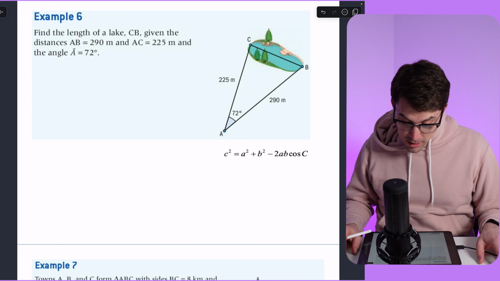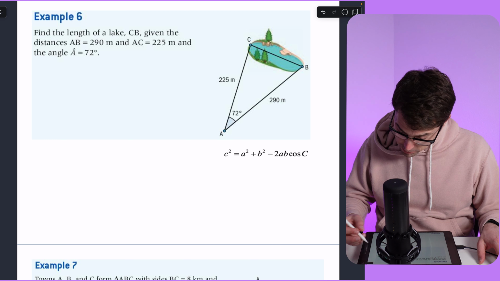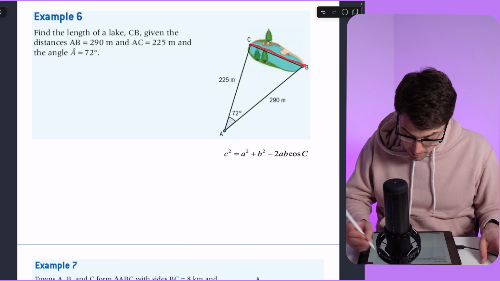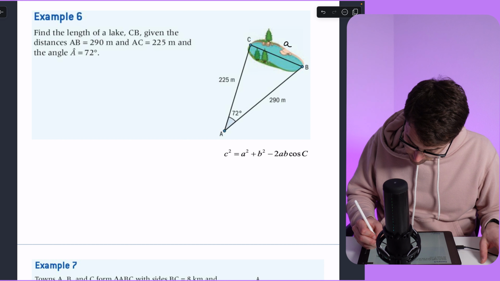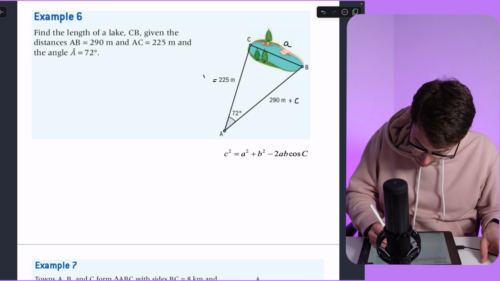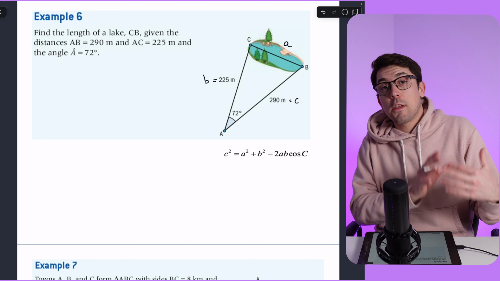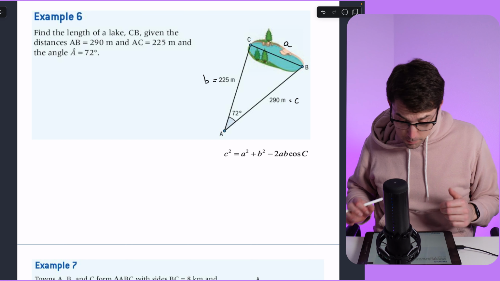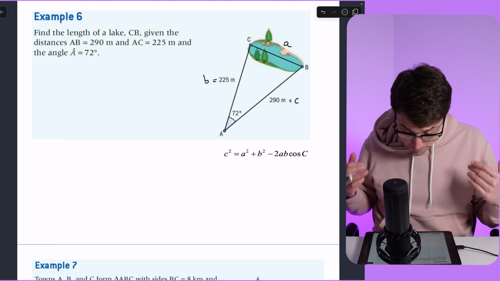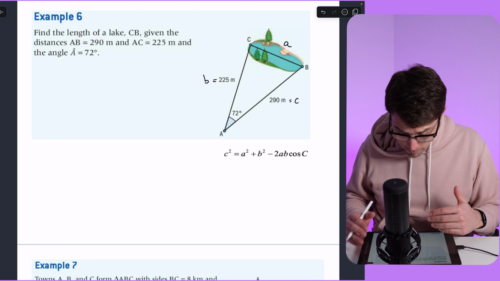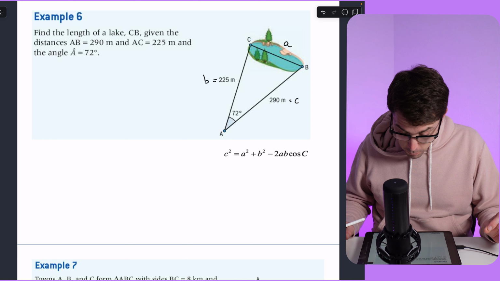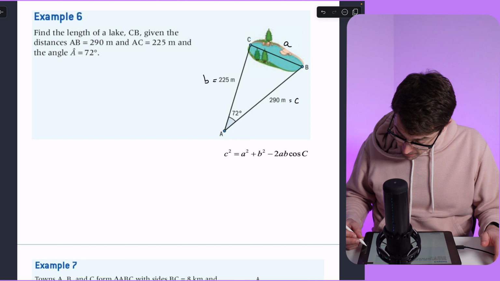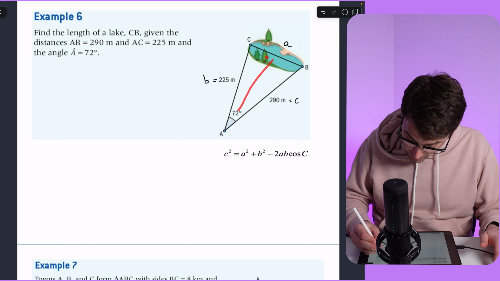So as you can see with our example 6 here, we want to find the length of the lake CB, which again, we're just going to go ahead and look at our diagram. In this case, we could even call this little a, we could call this little c, and we can call this little b, because the corresponding side of the angle is just lowercase. So AB is 290, AC is 225. I'm already given that, and put that into the diagram, and I know the angle A is 72, so I want to find the length of the lake, aka the opposite side of angle A.